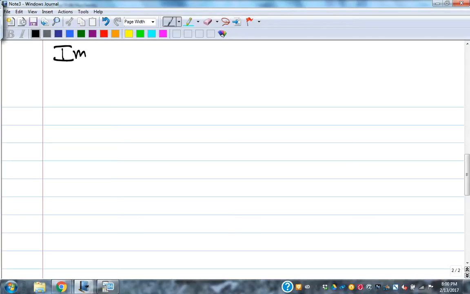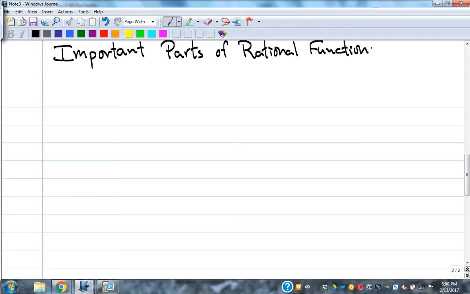So the important parts of rational functions. Rational functions, remember those are fractions. That's what's going on. Okay, fraction equations is what we're dealing with.